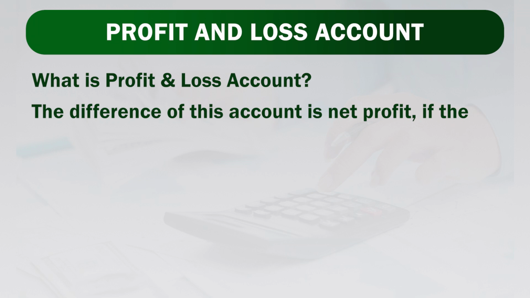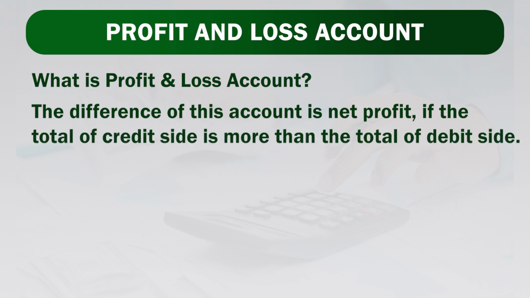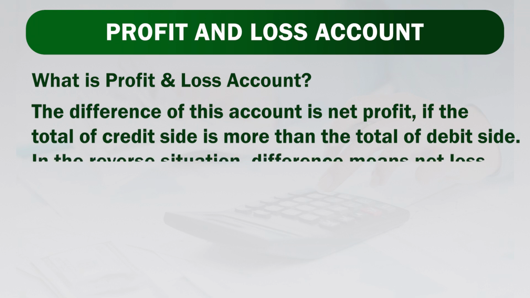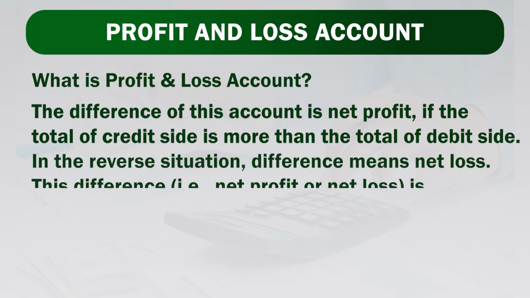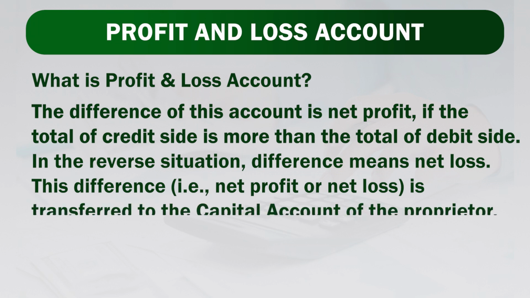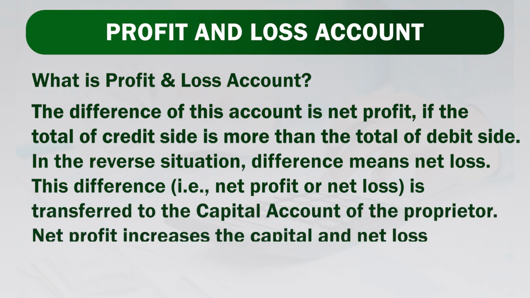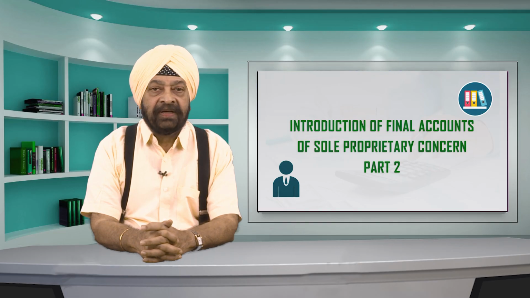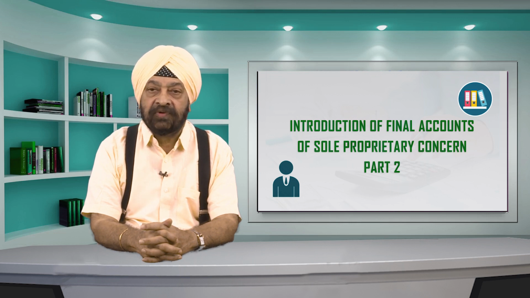The difference of this account is net profit if the total of credit side is more than that of debit side. In the reverse situation, difference means net loss. This difference, net profit or net loss, is transferred to the capital account of the proprietor. Net profit increases the capital and net loss decreases it. Indirect incomes are those incomes which are not directly associated with sales of goods, such as interest, dividend, profit on sale of fixed assets or investment.